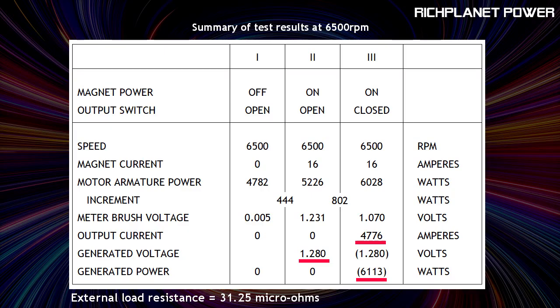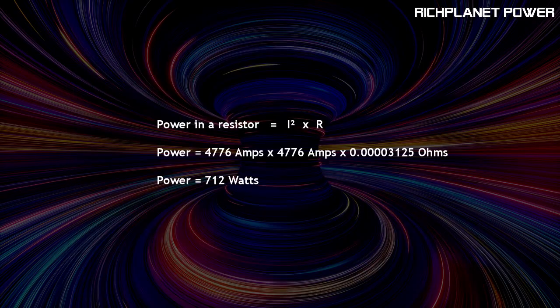The incremental input power was 6028 minus 5226, which is 802 watts. We can calculate the external output power using the value of the shunt. So this is I squared R, which is 4776 squared times 0.00003125 ohms. This equals 712 watts. So we see that the power to the external load was only 712 watts, which is less than the 802 watts of the incremental input power. So as with my machine, the majority of the power was being dissipated internally, not in the external load.